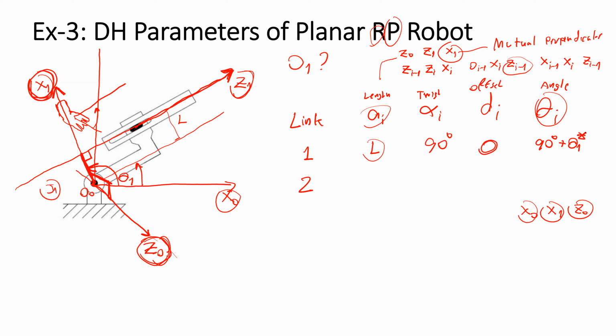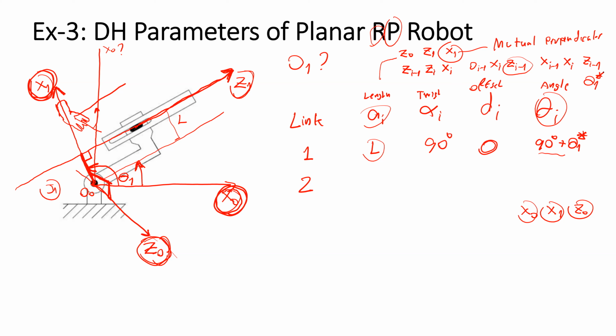So now it depends. If you select x0 here, the joint angle measured from x0 to x1 will be 90 degrees plus theta 1, which is the joint variable. Or if you set the x0 here, the joint angle will be just theta 1. It depends on you in which direction you're going to set the x0 for this case.